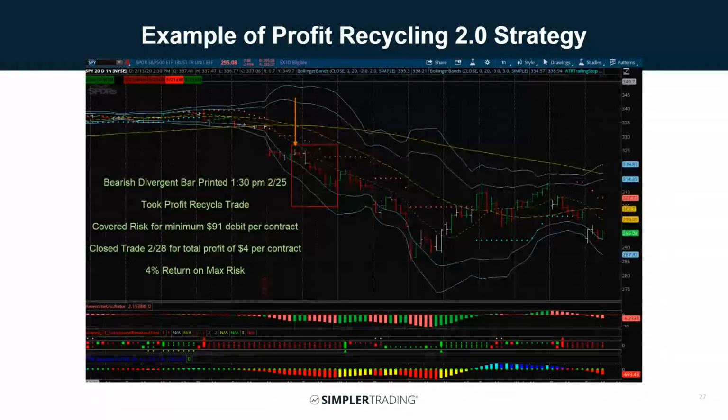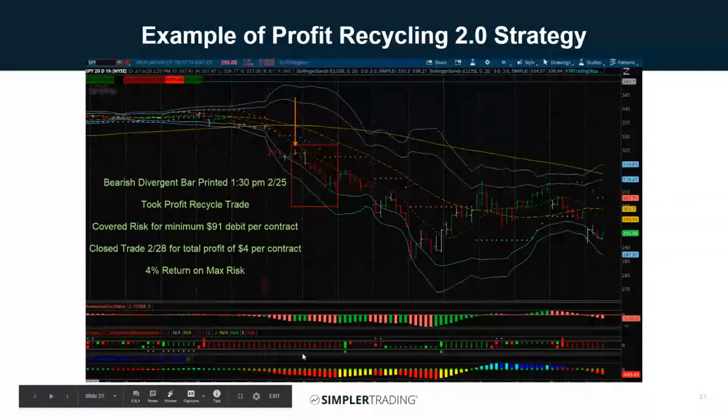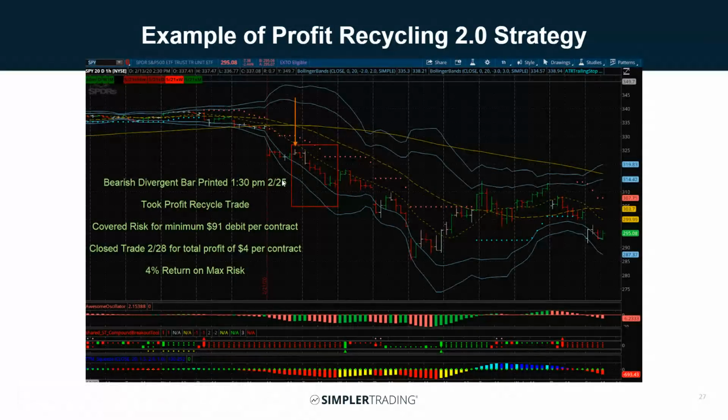Here's another example that was on SPY, where once again, I got a great signal on my indicators to look at going to the downside. So I took a trade, and this one, I had to step away from the computer. I remember it because in my head I was kind of kicking myself for covering my risk too soon, but I did. I covered it too soon, wanted to protect my capital, so I actually ended up covering it for a debit rather than a profit like I normally do. But I still reduced my risk down to a $91 debit per contract.